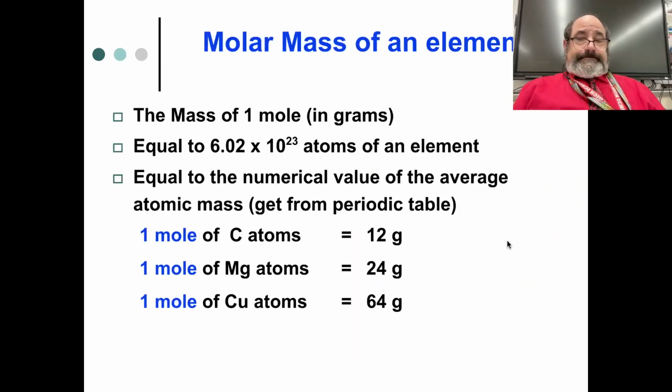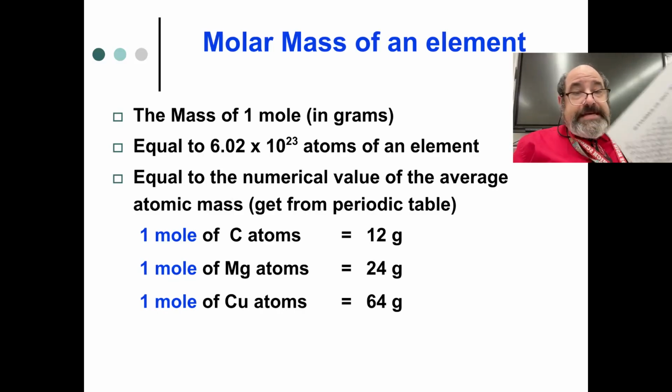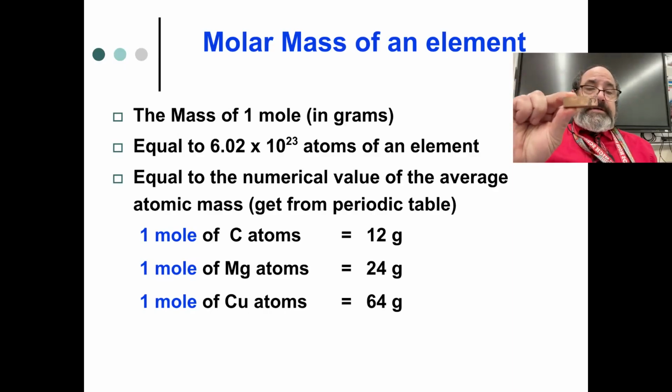Okay, so there you go. So the molar mass of an element, you look on the periodic table, and that comes from the average of each of the little atomic masses, which is the previous topic. So we got 12 grams is a mole. We found that on the periodic table. 24 grams is 1 mole of magnesium. And, of course, we already covered that copper, 1 mole is 64 grams.